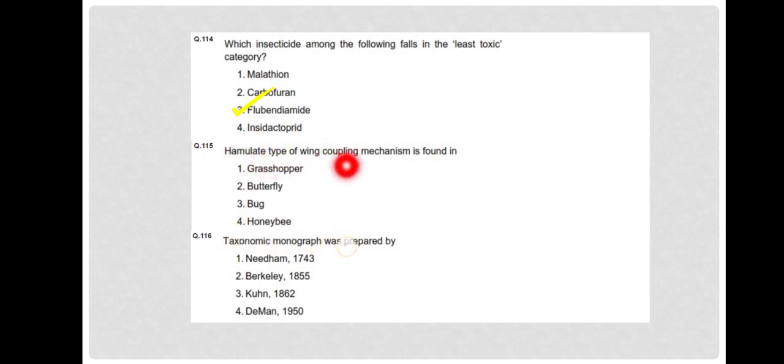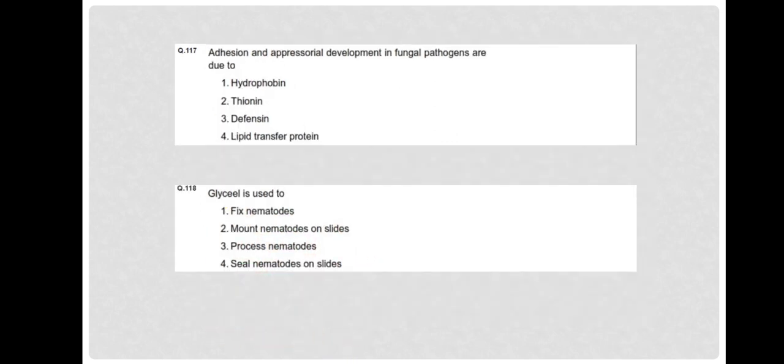Hamulate type of wing coupling mechanism is found in, answer is honeybee. So in honeybee, hamulate type wing coupling mechanism is seen. Next question number 116. Taxonomic monograph was prepared by, so the answer is Deeman in 1950. So by Deeman in 1950, the taxonomic monograph was prepared.